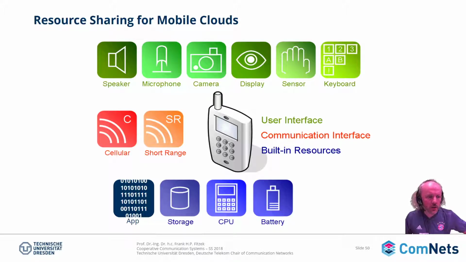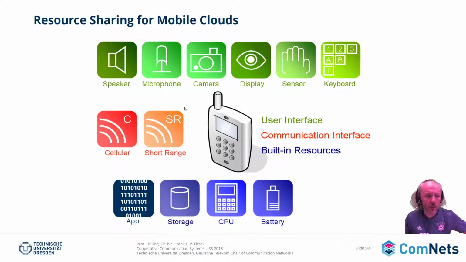Of course, you can also share the cellular link, right? Often the short range is just a means to share the other resources in an effective collaborative manner, but you can also share these devices. We call this the communication interfaces. And of course, you could even share virtually your battery, your CPU, your storage, or apps, where you have apps running on the devices and they do something in a cooperative way. This we will also explain later.